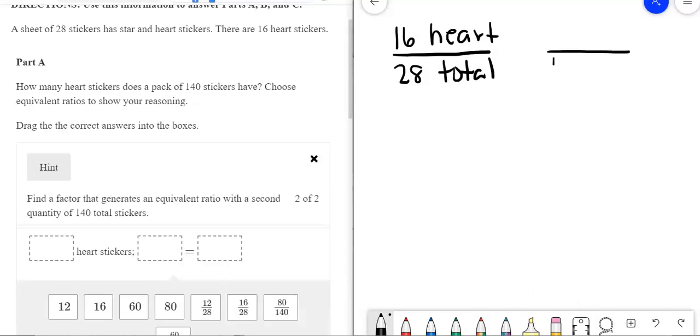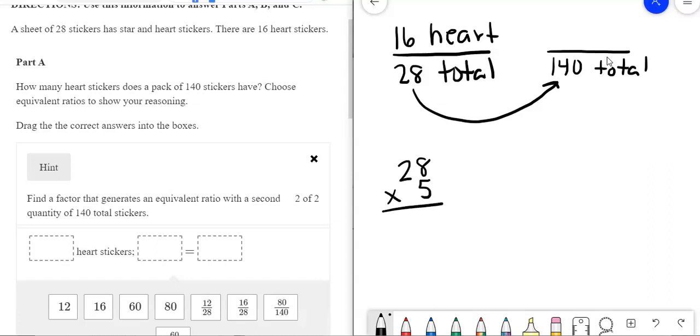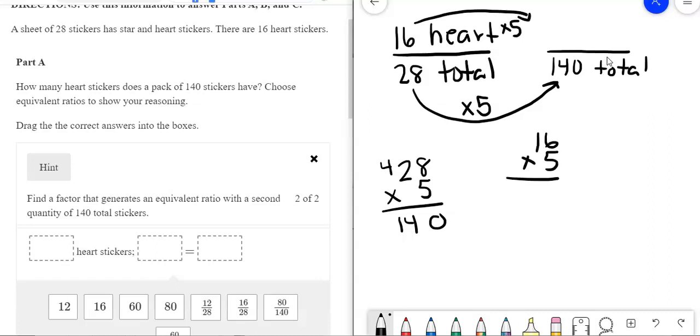Okay, so we have 140 total. We have to figure out how to get from 28 to 140, or if we can even do that with a whole number. So I'm going to try 28 times 5. 8 times 5 is 40. 2 times 5 is 10, plus 4 is 140. Oh, good. So we're going to multiply by 5. If I multiply by 5 down here, up here we have 16 times 5. 6 times 5 is 30. 5, 6, 7, 8. So we get 80.